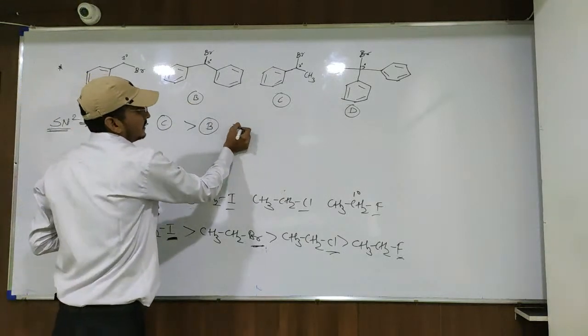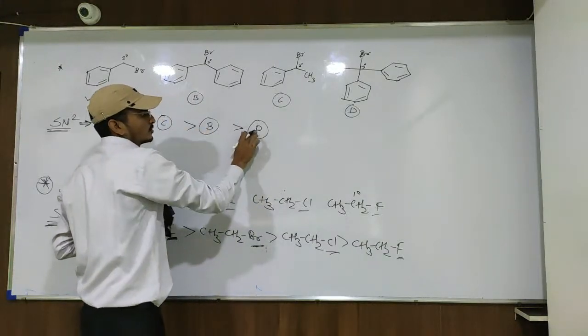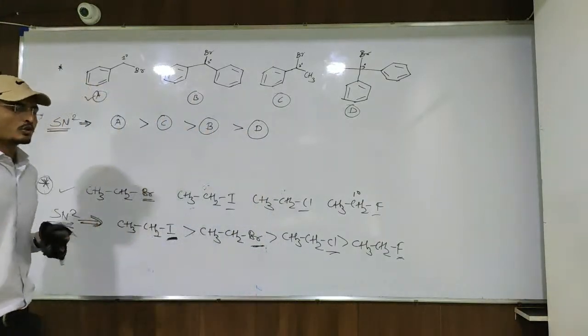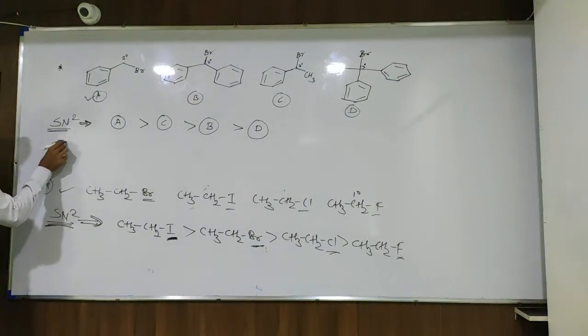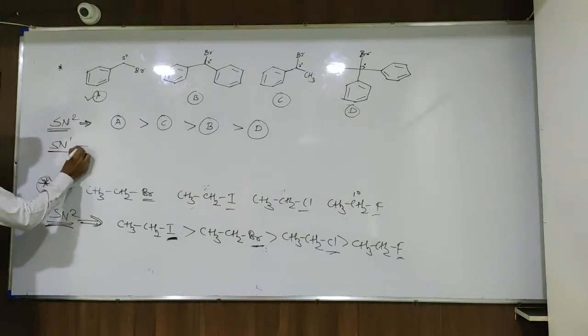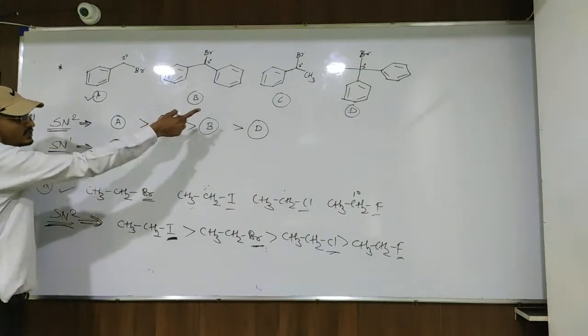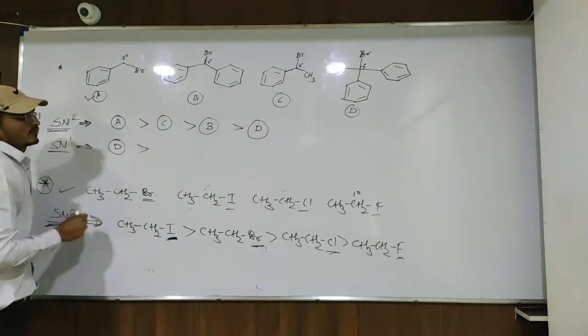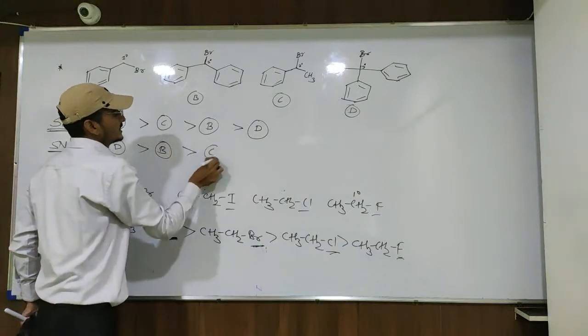And the last one, D, is always tertiary, so that's why it always shows slow SN2 reaction. Okay. So what about SN1? You know that in the case of SN1 and SN2, just the reverse thing happens. So D molecule is a tertiary electrophile, so that's why it reacts faster compared to B, compared to C, and compared to A.